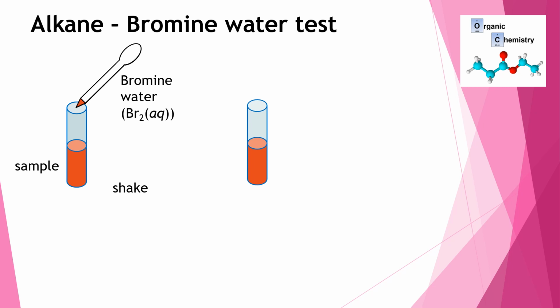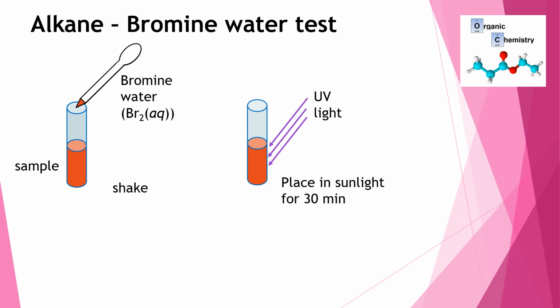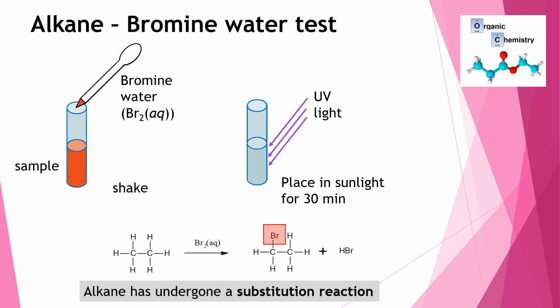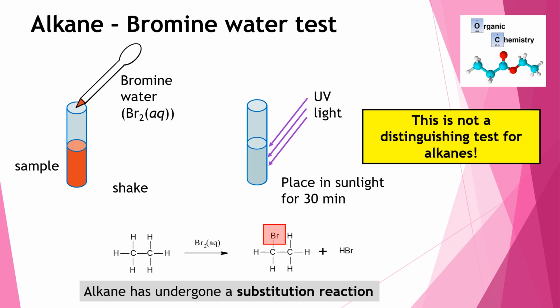However, if we take this and we put it in sunlight, the UV light from the sunlight will catalyze the reaction, and we will see it go colorless after about 30 minutes in sunlight. Now what's happened here is we have our alkane and the bromine has come along and it's substituted a hydrogen here. And so this alkane has undergone a substitution reaction. Now I want you to take note here, this is not a distinguishing test for alkanes. Any organic compound that has carbons and hydrogens will undergo this reaction. So it's just a test that we can use when we're comparing it to alkenes.